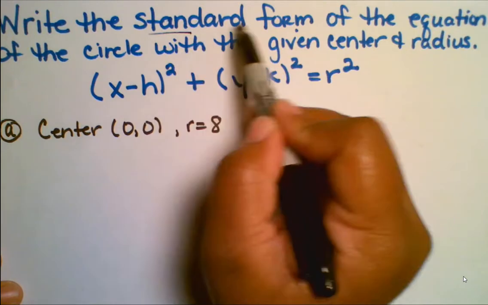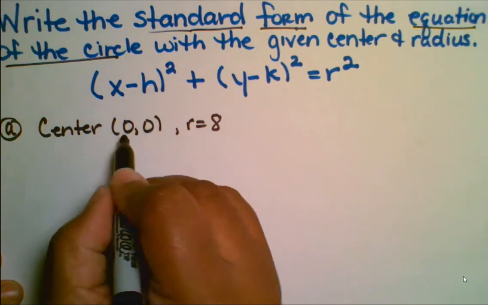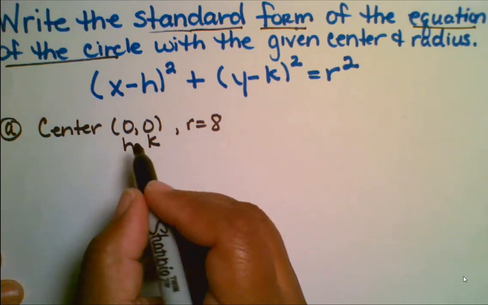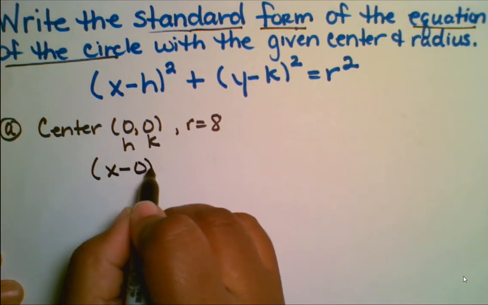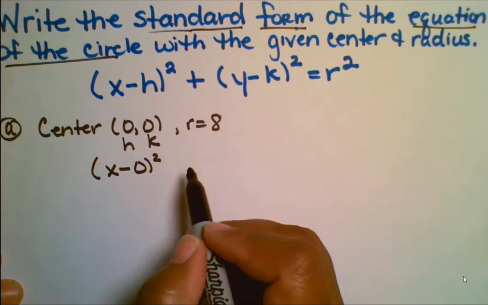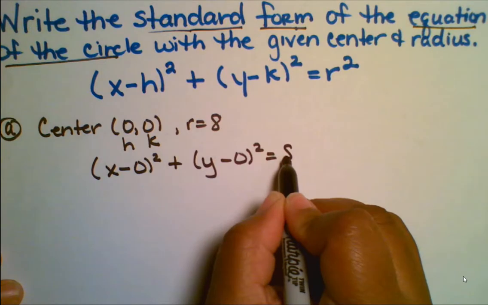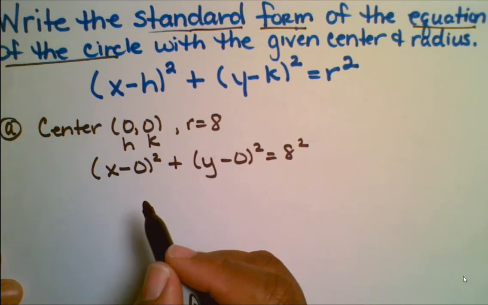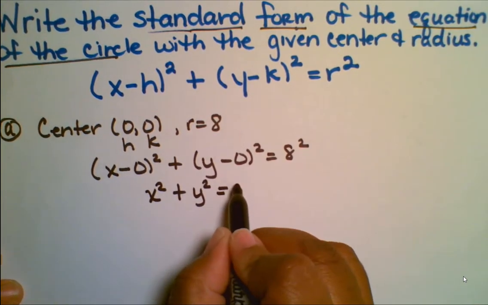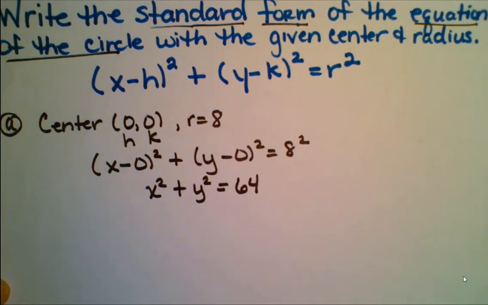So to write the standard form of the equation of the circle, h is going to be 0, k is going to be 0. So we're saying here x minus 0 squared. We're going to substitute those values in for h, k, and r, 8 being the radius, plus y minus 0 squared is equal to 8 squared. Well, x minus 0 is x, so we have x squared plus y squared is equal to 64. So that is our equation.